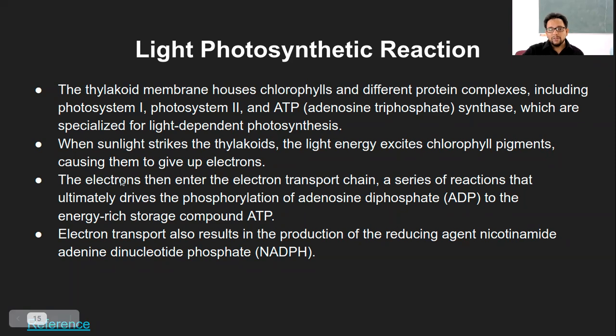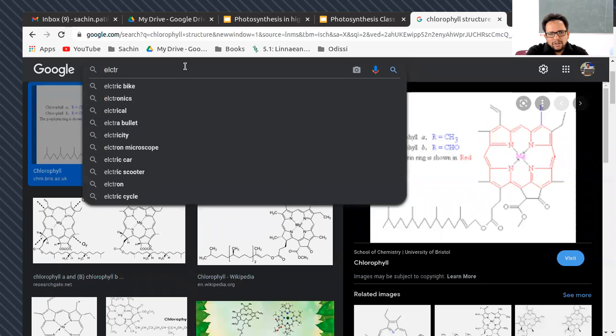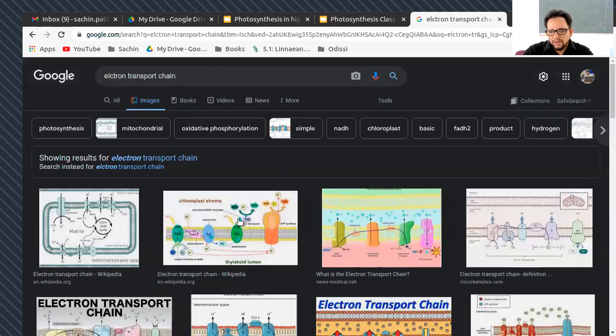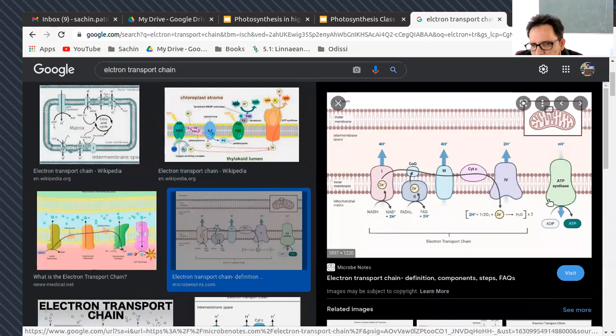Now the electrons which are released or given up by the particular atom from the chlorophyll pigments enter the electron transport chain. Now, the electron transport chain, I assume that you may not have heard this word before. Okay? No. Electron transport chain is a series of chain reactions that happens within mitochondria. So this is the kind of reaction.